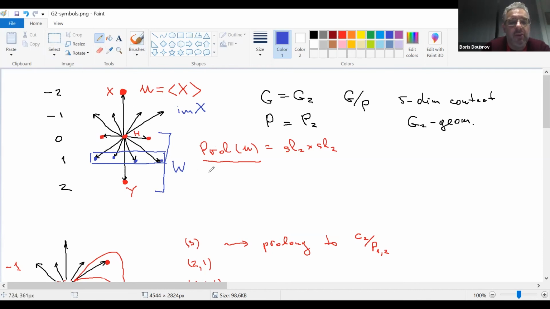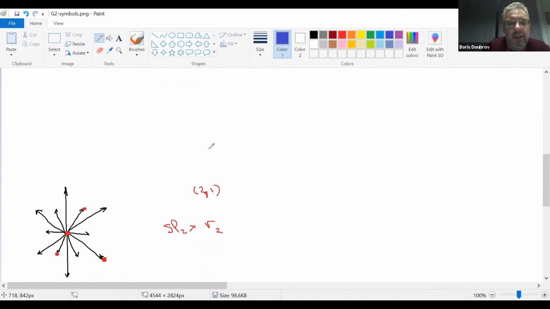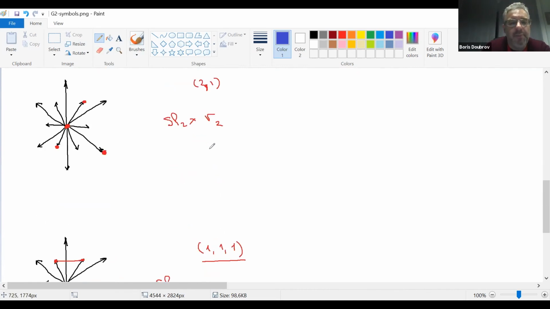So let's see what we have further on. For the triple roots, I recall we had a way to prolong them to G2 by P12 geometry, and I will skip this example for a second. Probably will return to this later. So this is an interesting one, yet another one.